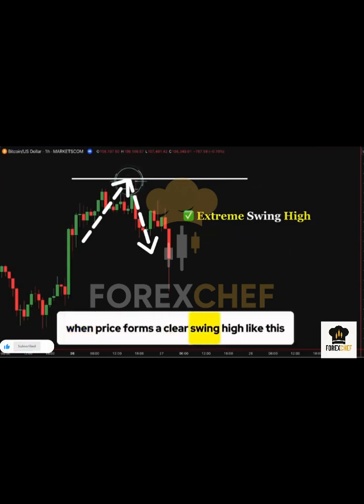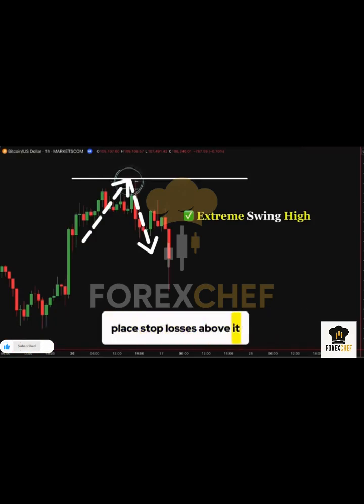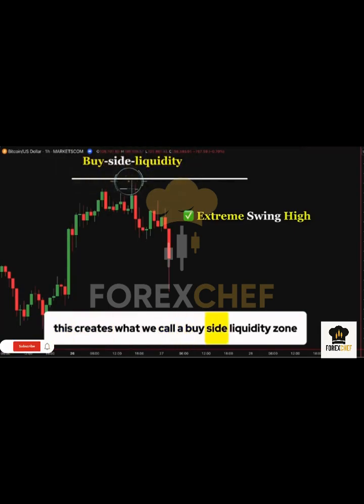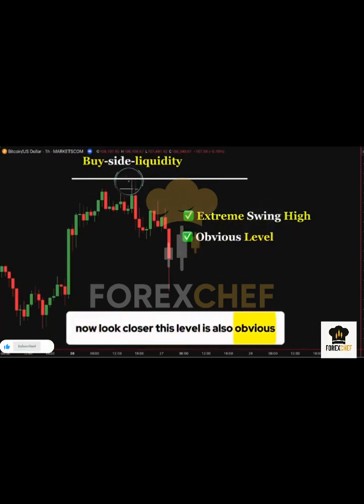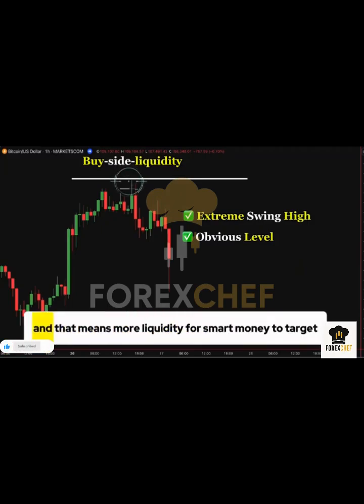When price forms a clear swing high like this, it naturally attracts attention. Traders start placing limit sell orders at the level, and those already in short positions place stop losses above it. This creates what we call a buy-side liquidity zone, an area full of orders waiting to be triggered. Now look closer. This level is also obvious. Anyone opening this chart can see it right away. And when a level is obvious, it becomes crowded. The more visible it is, the more orders it attracts, and that means more liquidity for smart money to target.